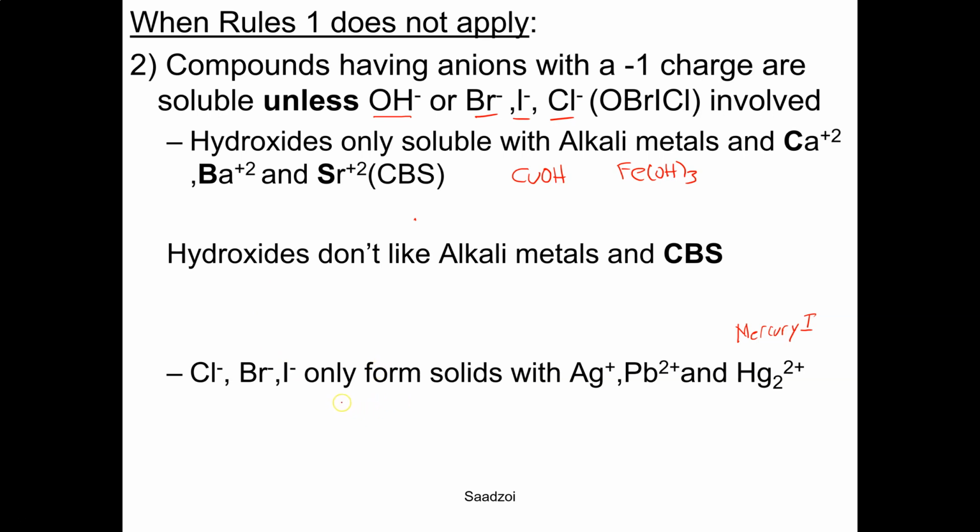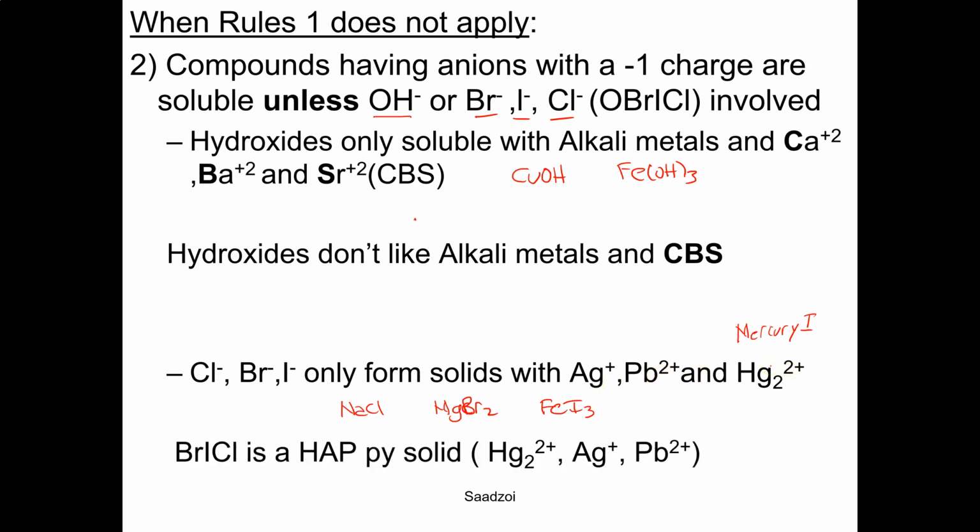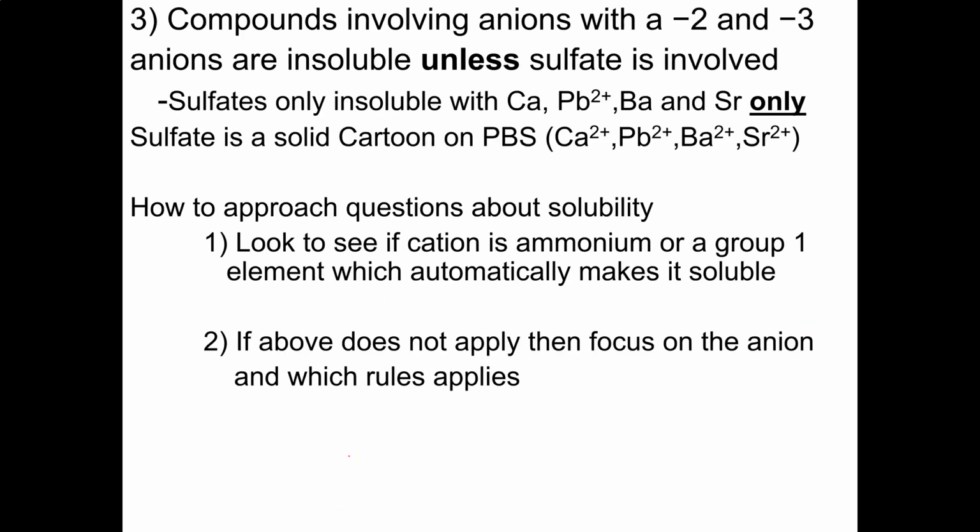So if I give you NaCl, soluble. If I give you MgBr2, soluble. If I give you FeI3, soluble. The only time they're insoluble is with these 3. So keep that in mind. Easy to remember that is Brickle is a happy solid. So Brickle forms a solid with happy, mercury 1, silver, and lead 2.